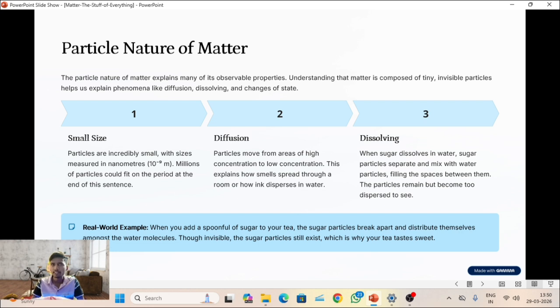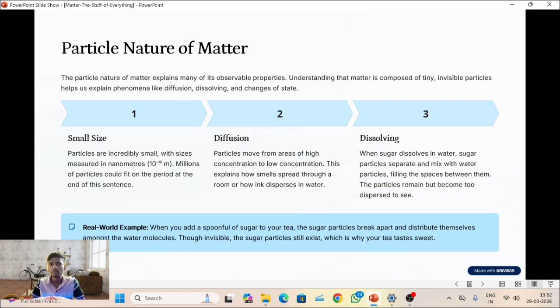The particle nature of matter explains many of its observable properties. Understanding that matter is composed of tiny invisible particles help us to explain phenomena like diffusion, dissolving, and change in state. The particles of matter has very small size. The particle sizes are measured in nanometer, which is around 10 to the power minus 9 meter. Diffusion. The movement of particle from higher concentration to lower is known as diffusion.